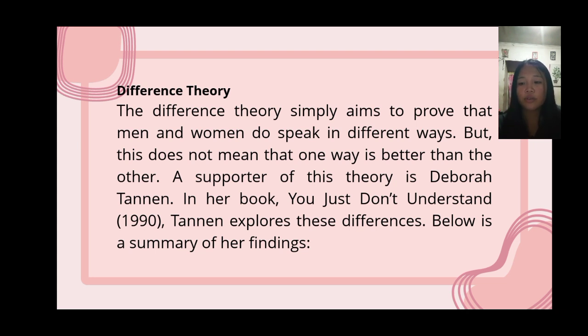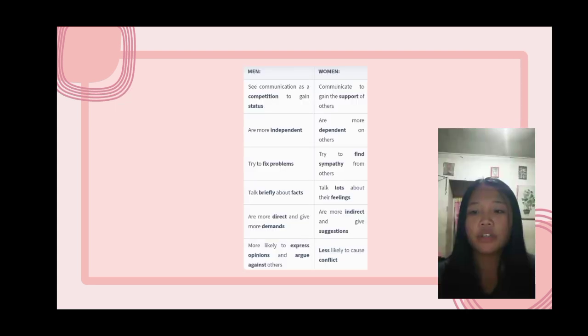A supporter of this theory is Deborah Tannen. In her book, You Just Don't Understand, 1990, Tannen explores these differences. Below is a summary of her findings. There are distinctions between men and women. Men see communication as a competition to gain status, while women communicate to gain the support of others. Also, men are more independent, while women are more dependent. Men try to fix problems, but women try to find sympathy from others.